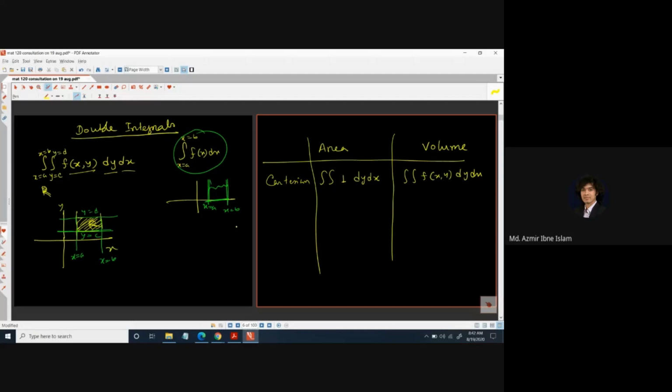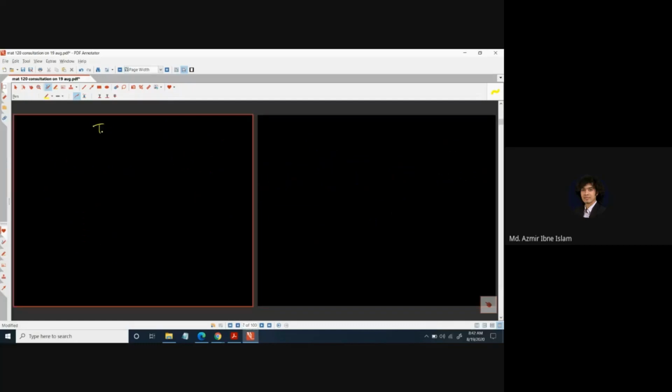Do you understand my point? Yes, sir. Similarly, let's say we have a triple integral. So try to understand that if we have a triple integral, so a triple integral in Cartesian coordinate system. I am not describing cylindrical and spherical for now.